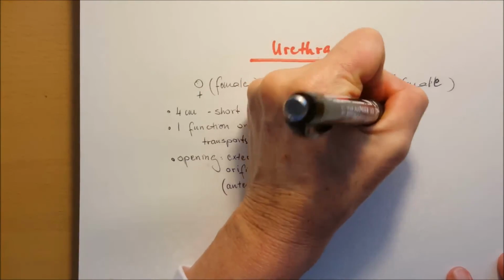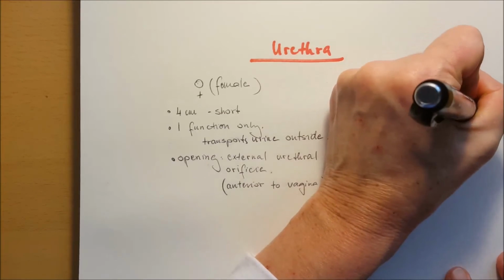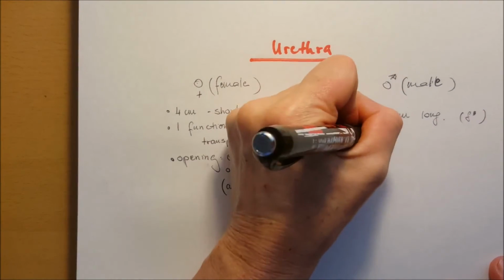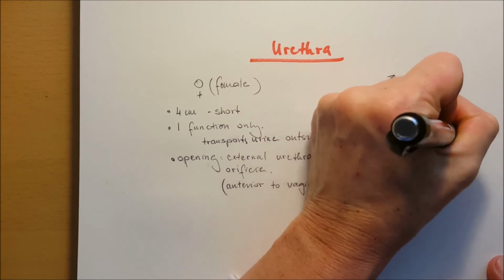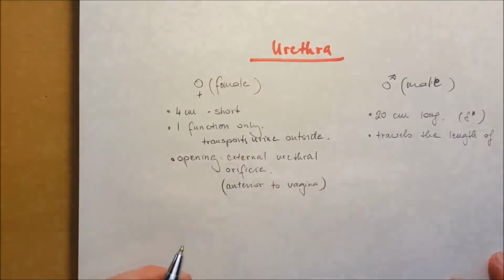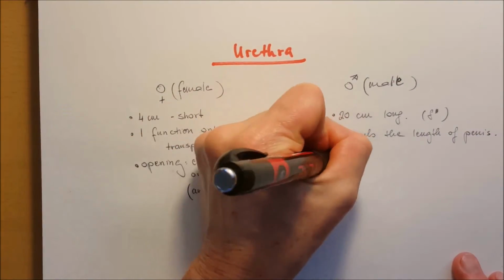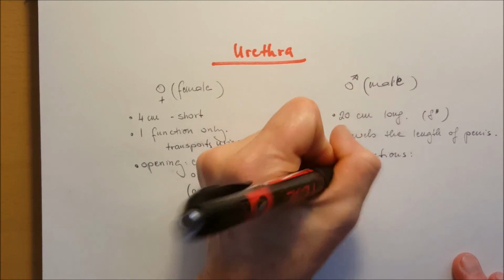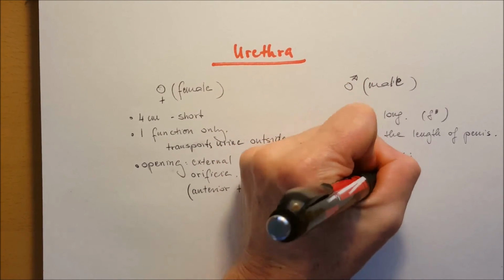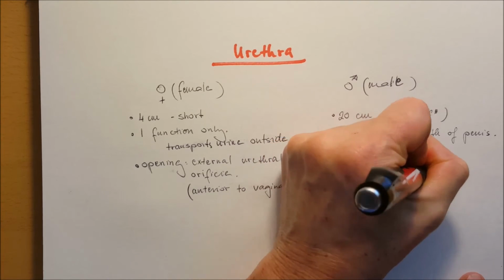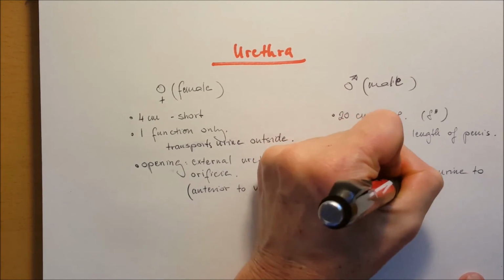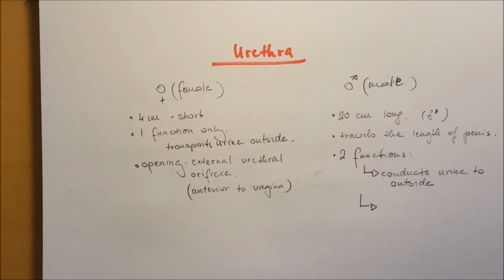The male urethra is longer. It's 20 centimeters long, around 8 inches. It travels the entire length of the penis, and it has 2 functions instead of 1. It conducts the urine from the bladder to the outside, and it is also the passage for semen ejaculation.